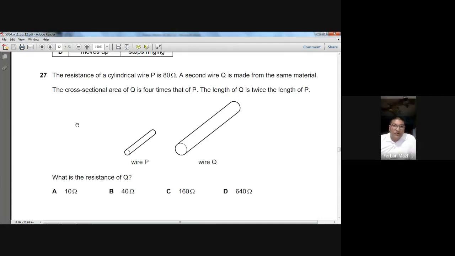You know, the length of the wire Q is 2L and the cross-sectional area of Q is 4A. This was given in the question. Because both the wires are made of the same material, they will have the same resistivity. By making their resistivity the same and putting in the formulas of the resistivity, we can tell what the resistance of Q will be.